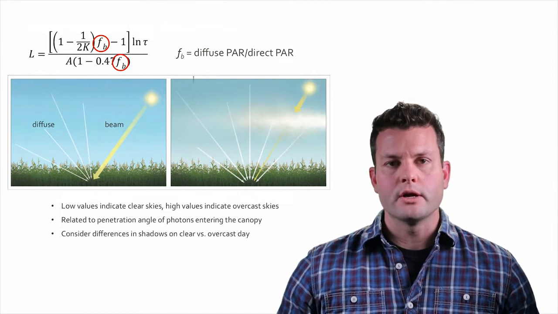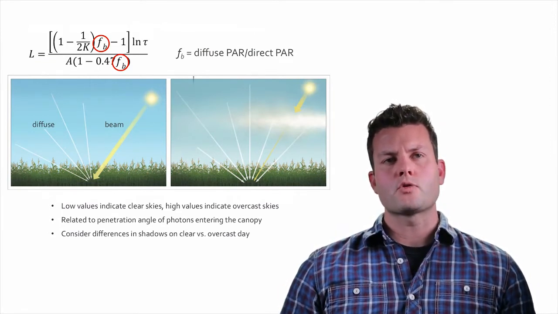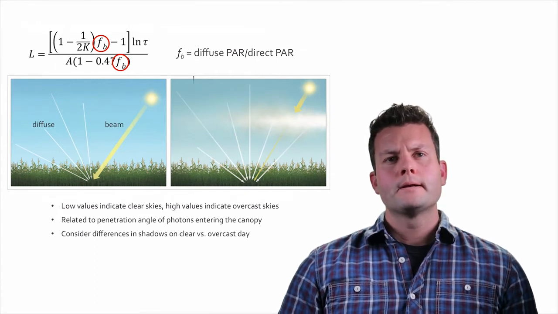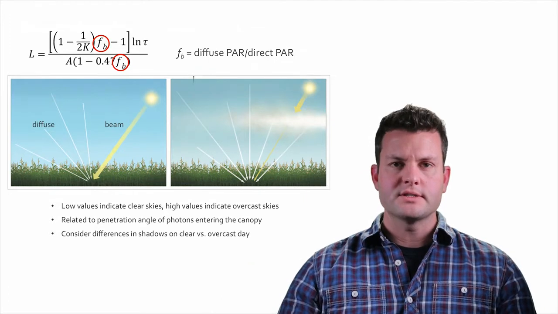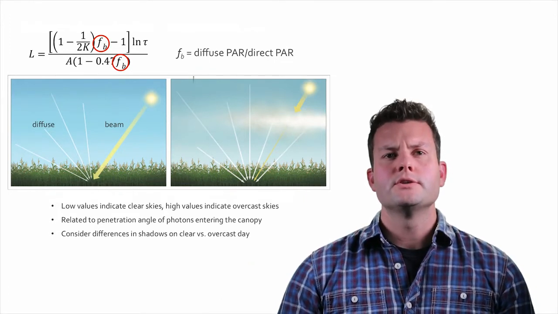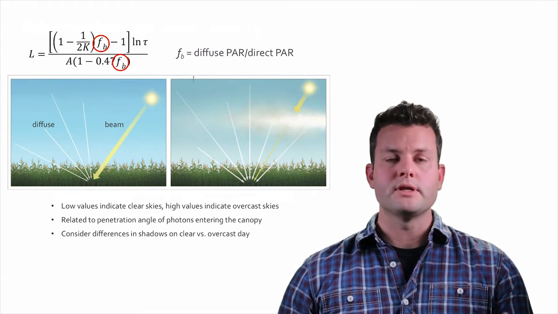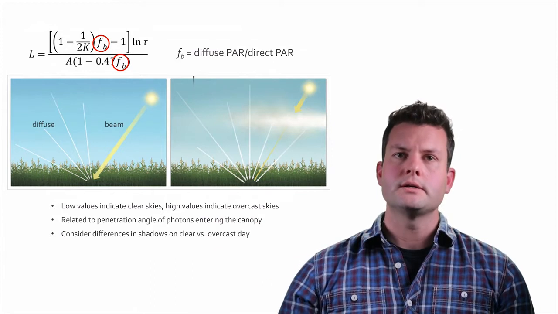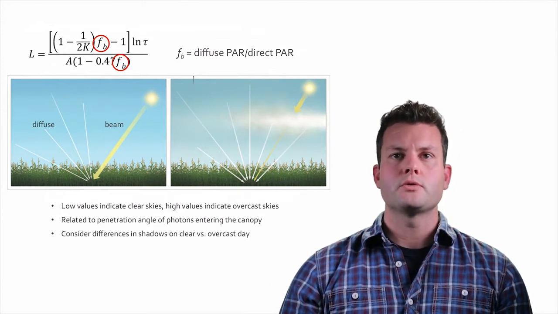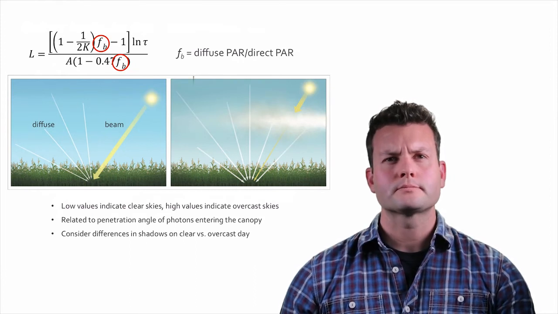The take home here is that this F sub B term is important because it's describing the distribution of penetration angles of photons into the canopy. So you can imagine that F sub B interacts with leaf angle distribution to describe the probability that a photon is going to be transmitted all the way through a canopy.